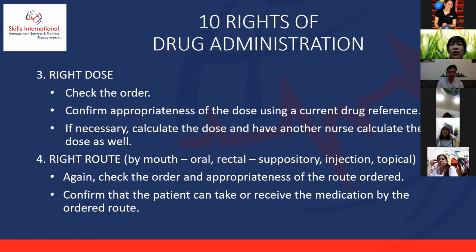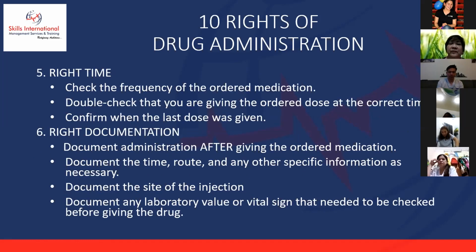Okay? So right patient with the right dose, with the right drug, with the right dose, at the right route. Number 5, at the right time. So all these rights, there are 10 rights. At the right time, check the frequency of the ordered medication. For example, Panadol 500, 1 tablet, the frequency time is twice a day.